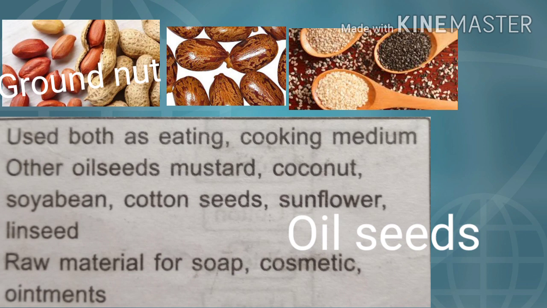Now we are going to see oil seeds. The major oil seeds in our country are groundnut, castor and sesame. They are cultivated very widely in our country. Except groundnut, sesame and castor seeds are treated as kharif and rabi crops. Groundnut is purely a kharif crop. The major uses of the oil seeds are cooking and eating, and they act as a major raw material for soap, cosmetic and other medicinal industries.